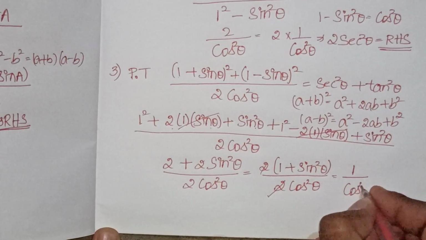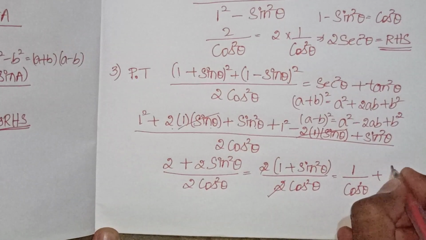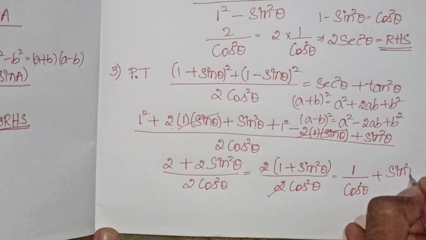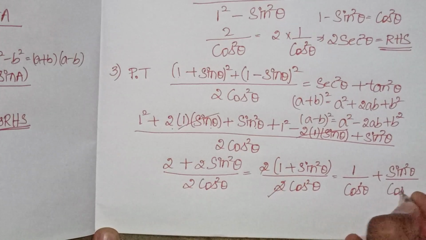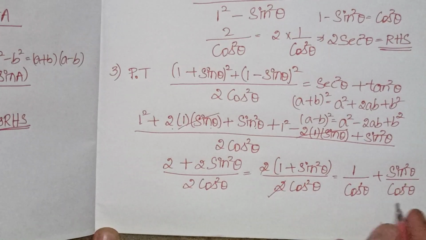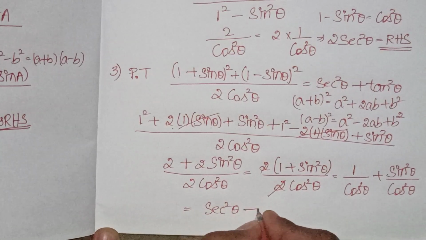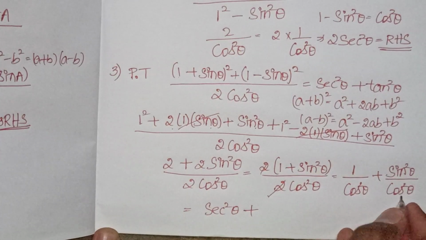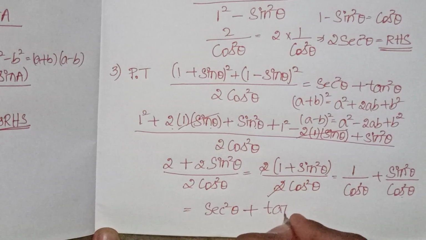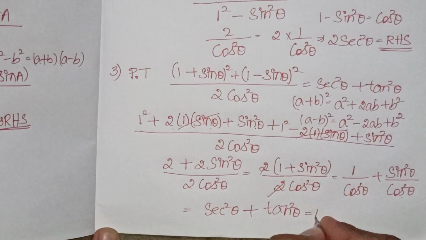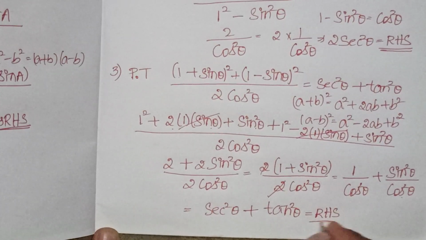Now let us divide the numerator into different parts. 1 by cos square theta plus sin square theta by cos square theta. 1 by cos can be written as secant, therefore it is secant square theta plus sin square theta by cos square theta can be written as tan square theta. Therefore, it is equal to RHS.